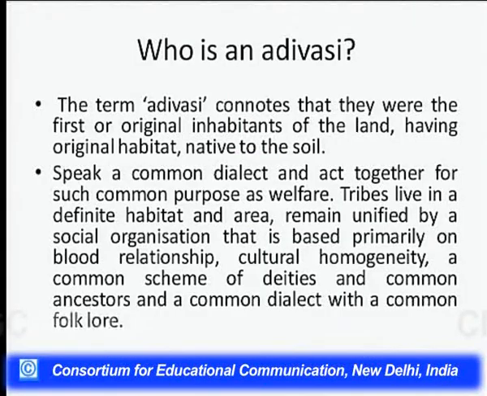So, now coming back to the issue of who is an Adivasi, a term that has been used time and again to describe a tribal. The term Adivasi connotes that these were the group of people who were probably the original inhabitants. Adi means the old, Vasi means the inhabitant. So, they were probably the oldest inhabitants of the land, and this was their original habitat and they were native to the soil. Therefore, they were not someone who had migrated from anywhere or abroad. Rather, they were the true sons of the soil, and this is how they have been described time and again.